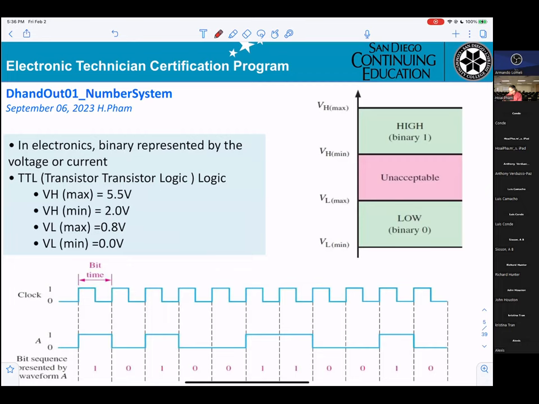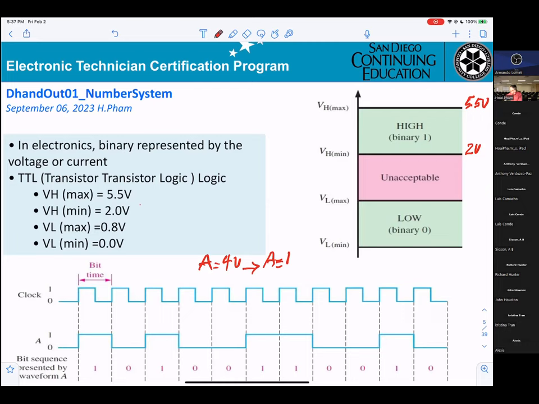First one, they're talking about TTL, transistor-transistor logic. By definition, V high maximum will be 5.5 and V high minimum 2 volts. That means from 2 volts up to 5.5 is logic one. Okay. If you measure, you get A equal 4 volts. That will be telling you A will be equal 1. Okay? Based on this definition.